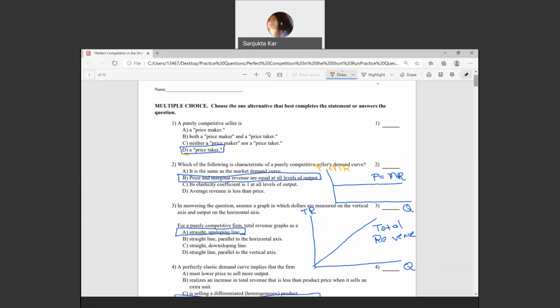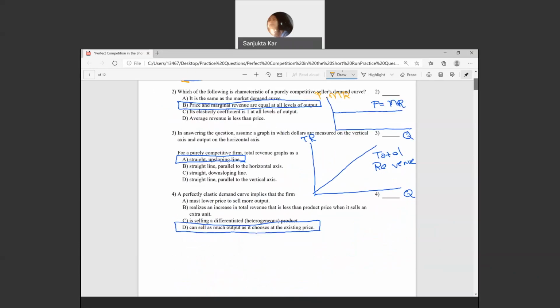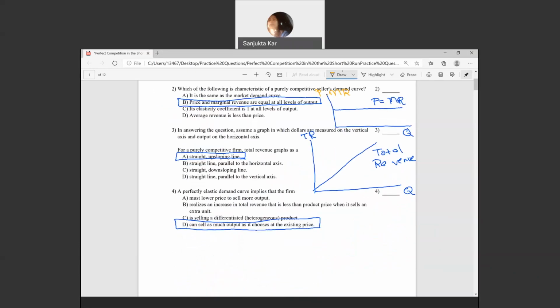Now take a look at question number 3 here. It says in answering this question, assume a graph in which dollars are measured on the vertical axis, okay, and output on the horizontal axis. The total revenue graph, it will be a straight upward sloping line. This is how the total revenue curve looks like.